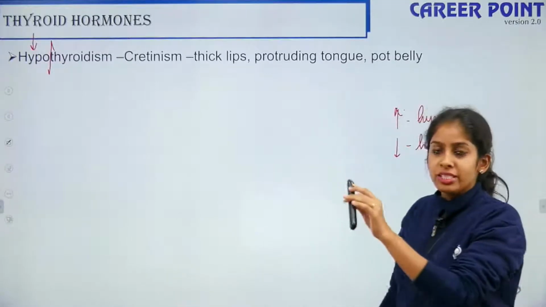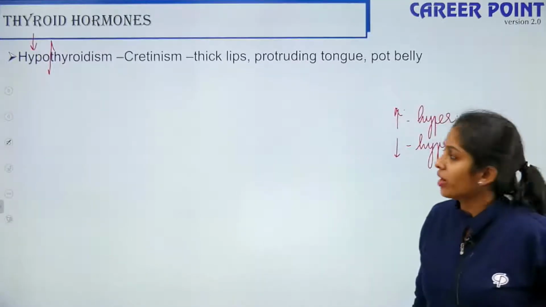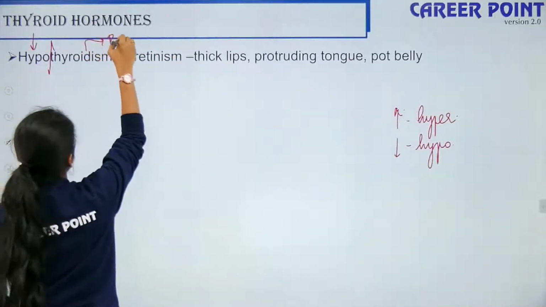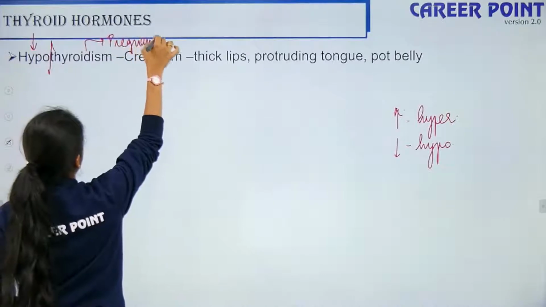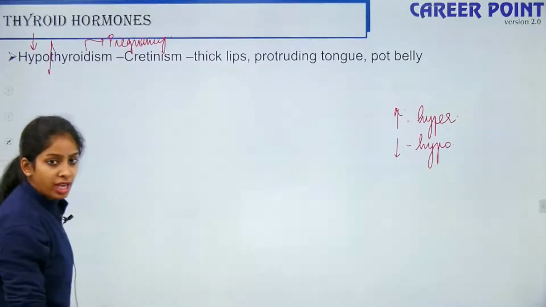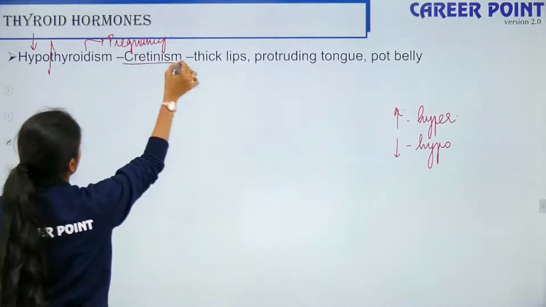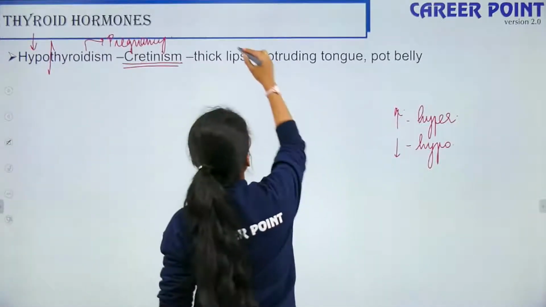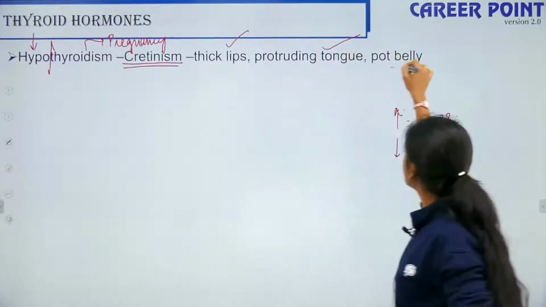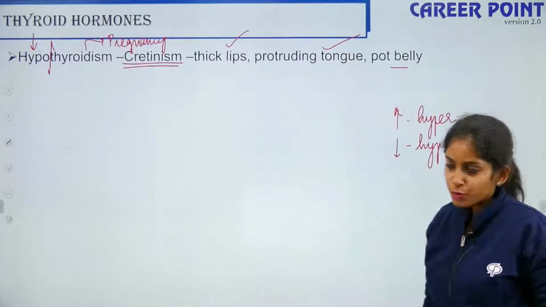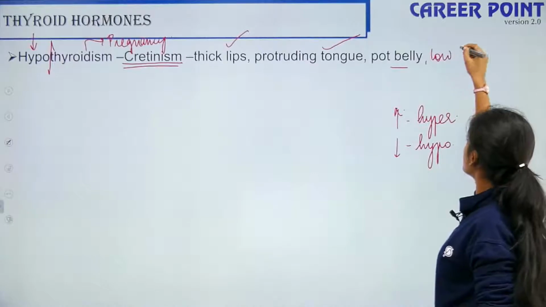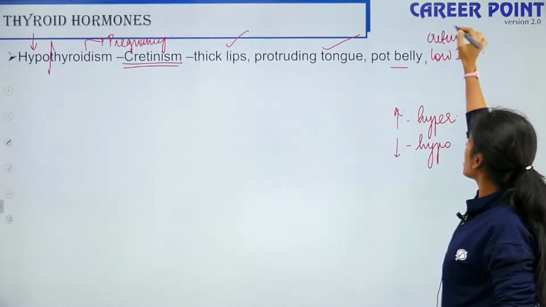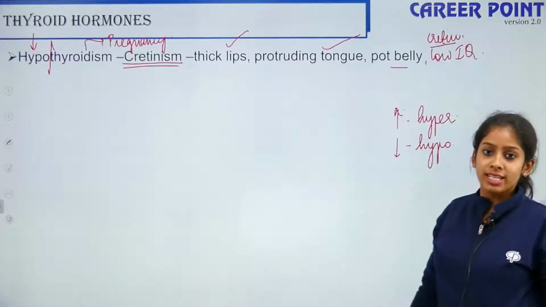Okay, so hypothyroidism is a decrease in your thyroid hormones. In case of pregnant women, when a pregnant woman has a deficiency in thyroid hormone, this leads to a condition known as cretinism. Cretinism is characterized by thick lips, protruding tongue, pot belly, that is a belly that is protruding out, and low intelligence quotient of the infant. The infants who are born are called cretins, the cretin child.